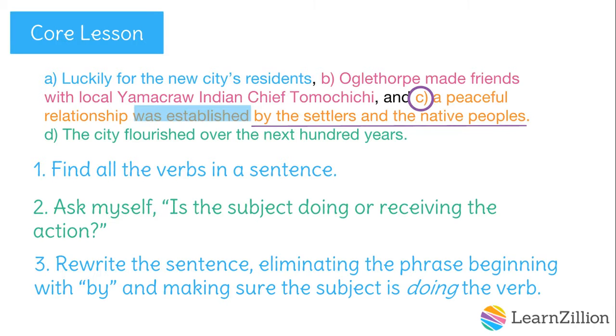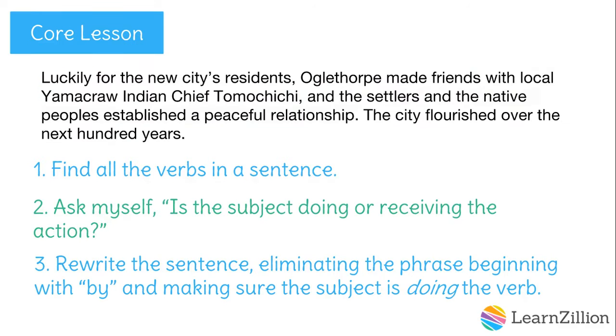So now I'm on to step 3. To correct this mistake, I want to move the subject before the verb. So I'm going to rewrite it like this. The settlers and native peoples established a peaceful relationship.